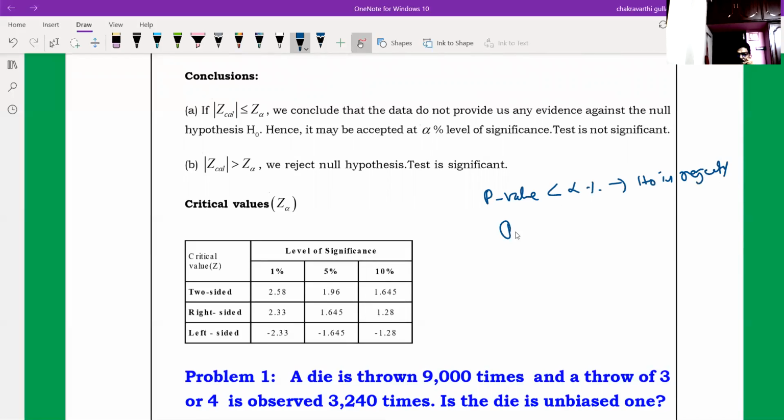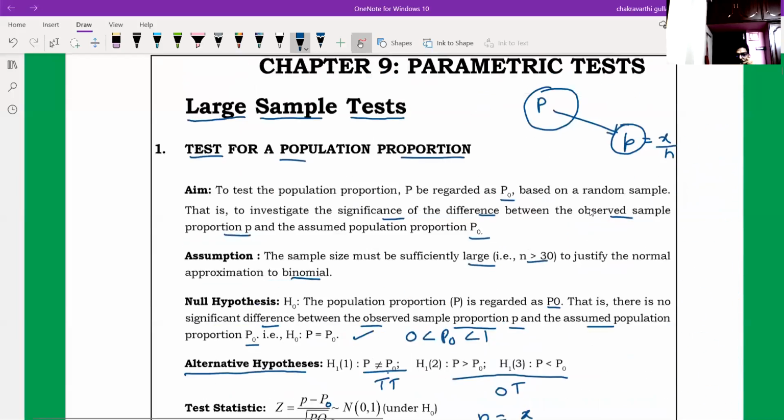Reject all explain. If the P-value is more than alpha percent LOS, H naught is accepted. Accepted means there is no evidence to reject the null hypothesis. So this is the importance of the table values. Directly, without using table values, using the p-values, compare with the alpha level of significance, we can also decide whether H naught is rejected or not rejected. So this is the test procedure.